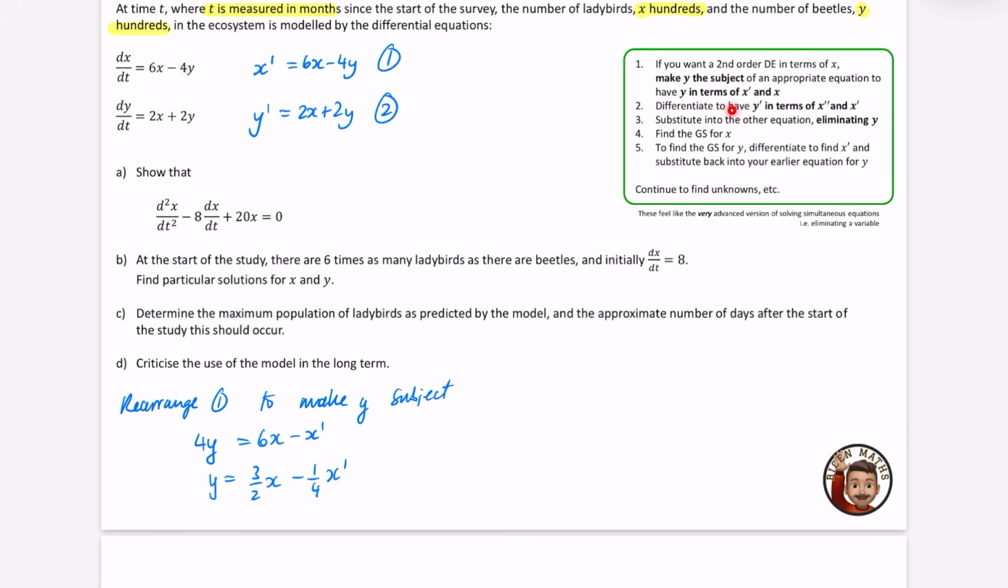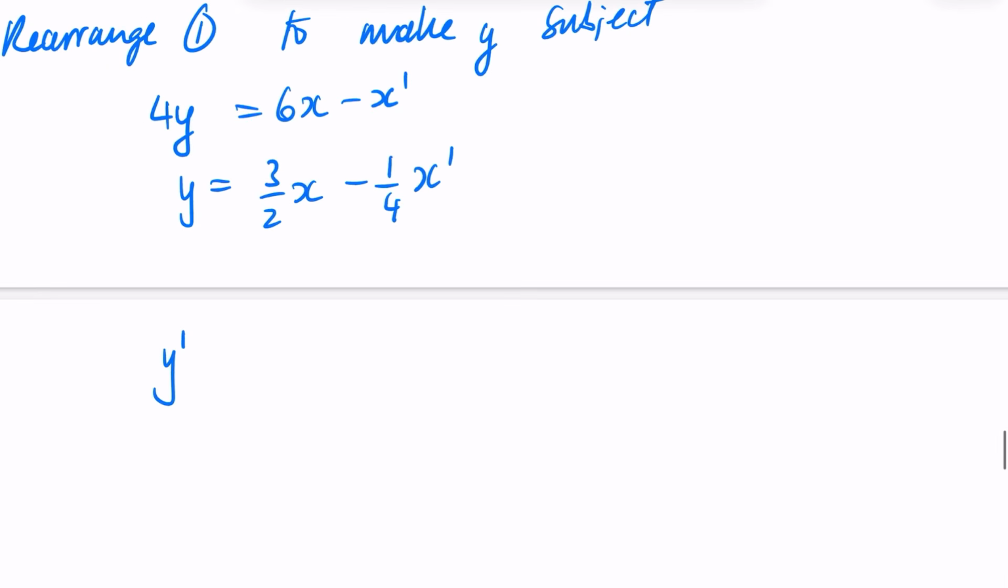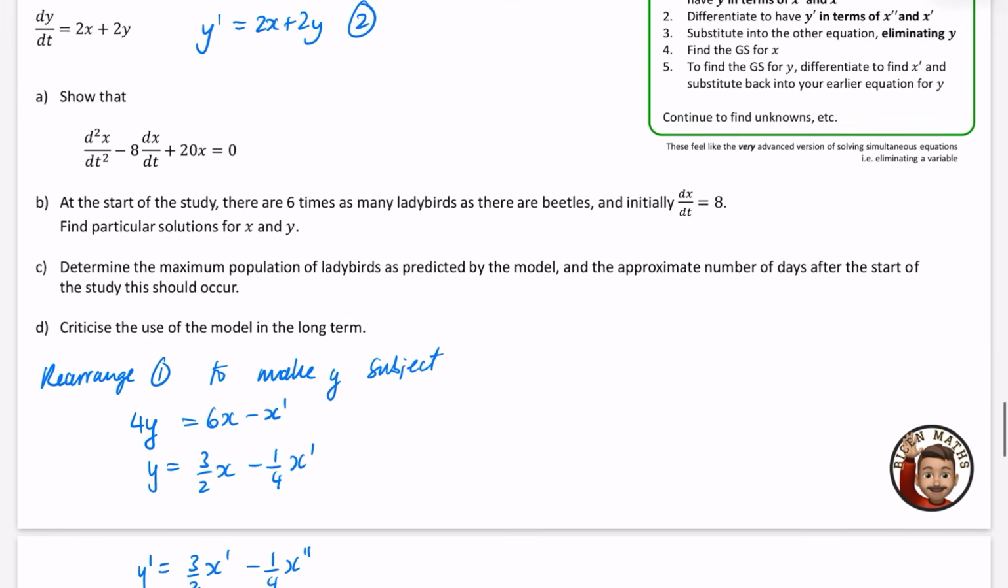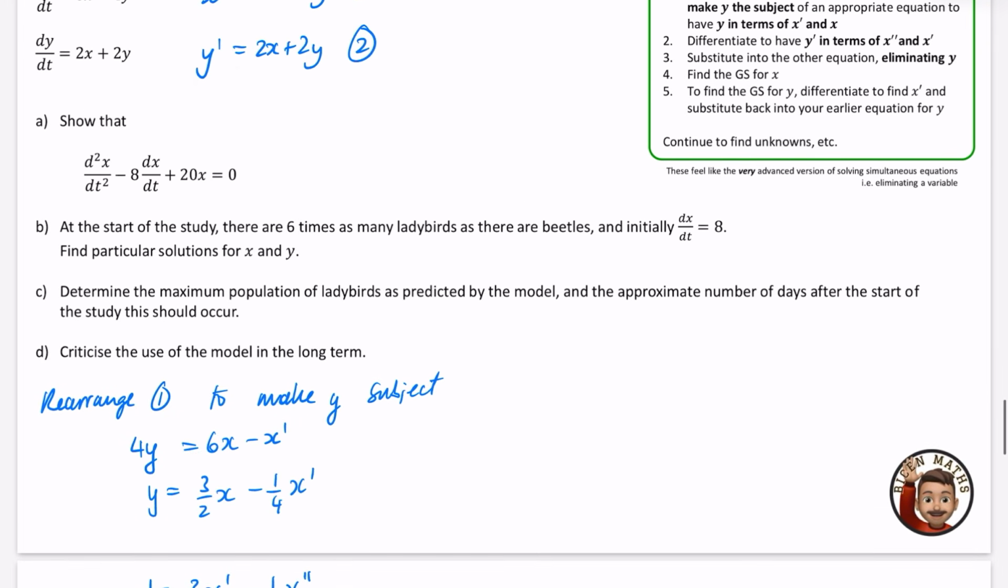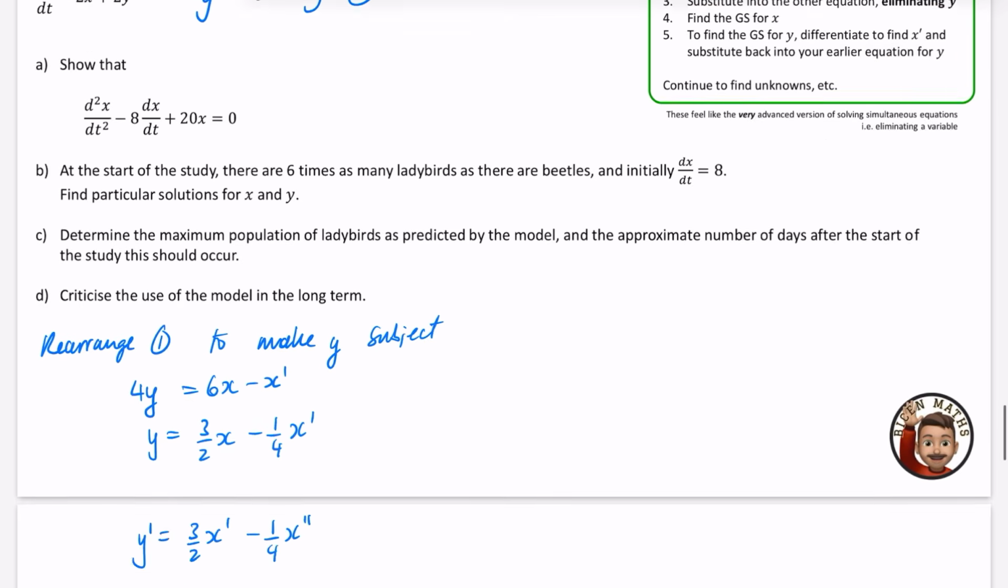I'm now going to do the second point, which is to differentiate it to find y dash in terms of x double dash and x dash. So when I differentiate this, it's really simple. I'm just going to differentiate y. I will differentiate the x, and I will differentiate the x dash to get x double dash. So now that I have what y and y dash are, I can put them into the second equation. This is this part. Substitute into the other equation, eliminating y. We're not going to be left with anything to do with y.